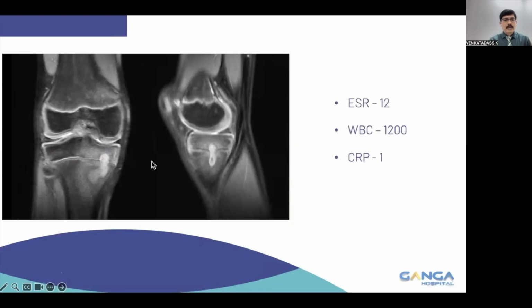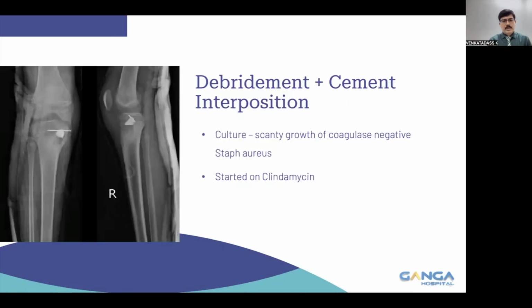And when we did an MRI, we clearly saw that there is an abscess in the metaphysis, which crosses the growth plate and goes into the epiphysis with an hourglass appearance. His bloods were surprisingly normal, so probably it is a subacute infection. However, we went ahead to drain the abscess, and we know that whenever there is a connection between epiphysis and metaphysis, there is a potential chance of bar formation. So in order to avoid that, we did a cement interposition.